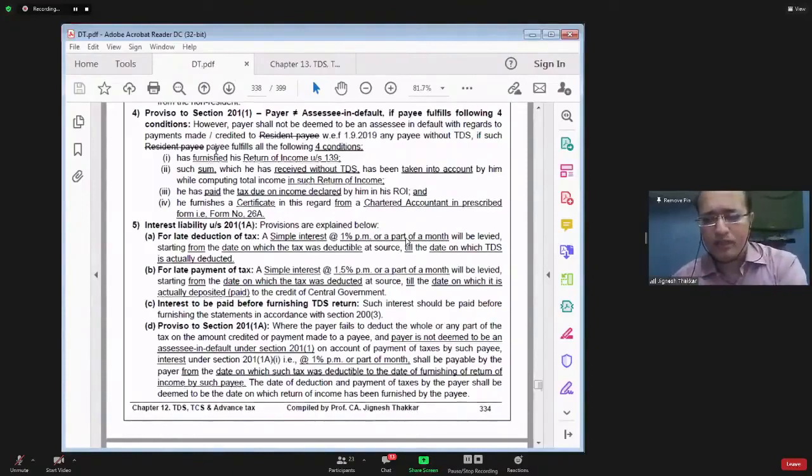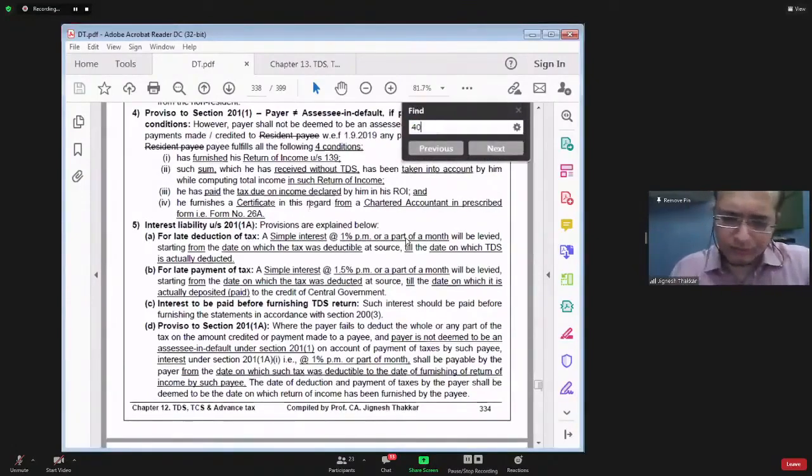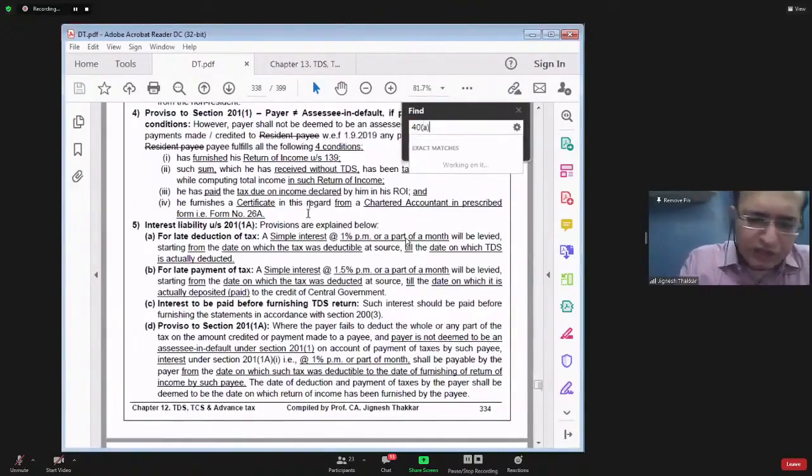But the government says in section 201 subsection 1 proviso that if 4 conditions are fulfilled, then we will not consider the payer to be assessee in default. These 4 conditions were already explained to you in the chapter of PGBP, while explaining section 40 clause A subclause 1, 40 clause A subclause 1A. Do you remember the relief point? Let me take you to that section.